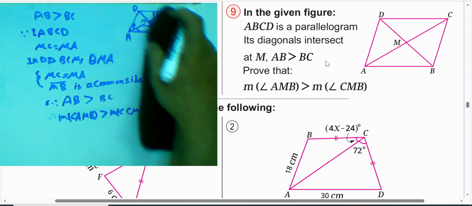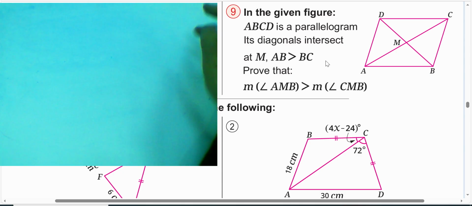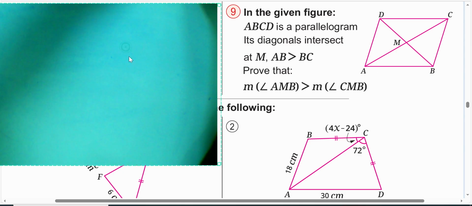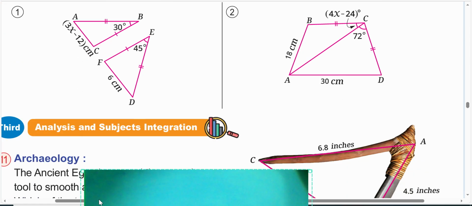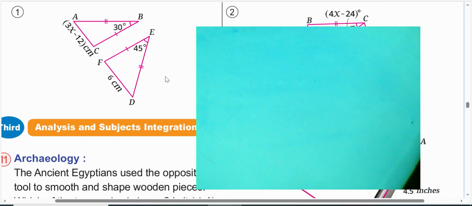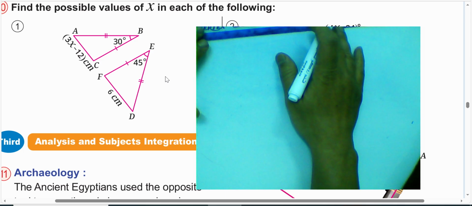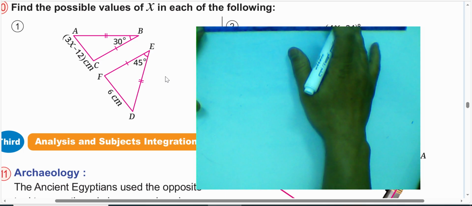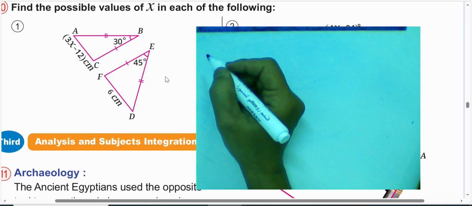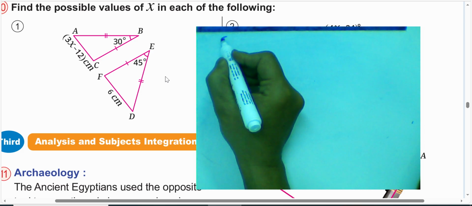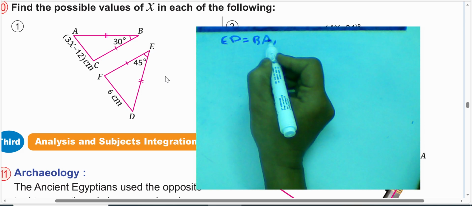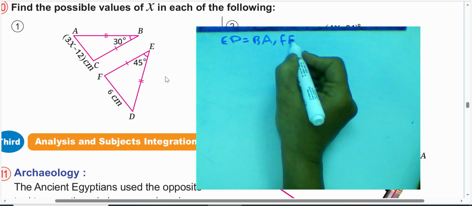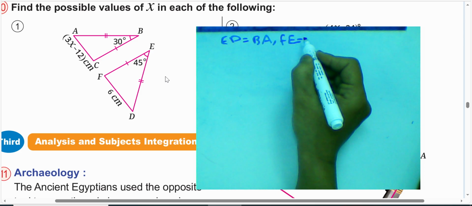Okay, understood? But don't find the relation between angle C and A in the biggest triangle. I want the relation between two triangles only. Find the value of x in this expression. In this figure we have two triangles. First, we have two equal sides: ED equal to BA, and FE equal to CB.